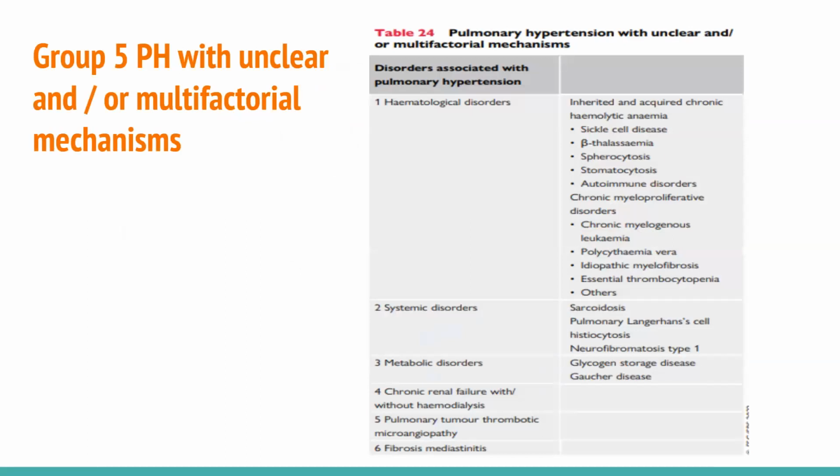This is group 5 patients. We had seen the general classification as hematological disorders. In hematological disorders, sickle cell disease and chronic myeloproliferative disorder are the 2 most common classes of people presenting with pulmonary artery hypertension. And in systemic disorders, it is most commonly pulmonary Langerhans cell histiocytosis and sarcoidosis, which commonly present with it.